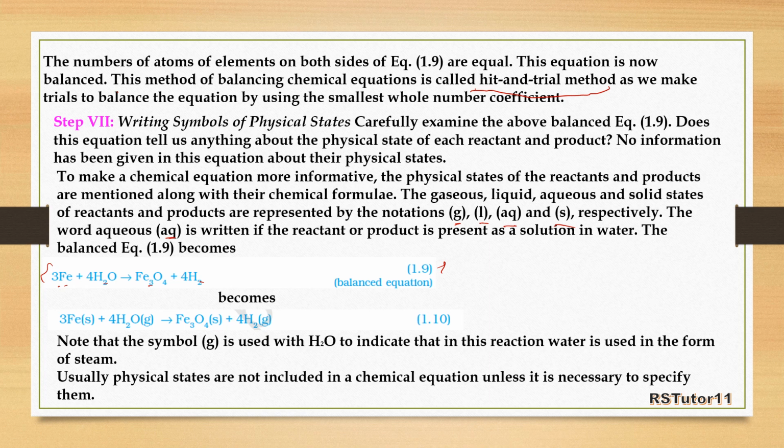See here, G, S, G. So G stands for water, to indicate that in this reaction, water is used in the form of steam. This hydrogen is also in the form of gas. Usually physical states are not included in a chemical equation unless it is necessary to specify them.